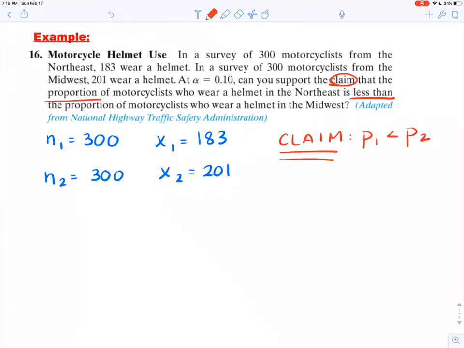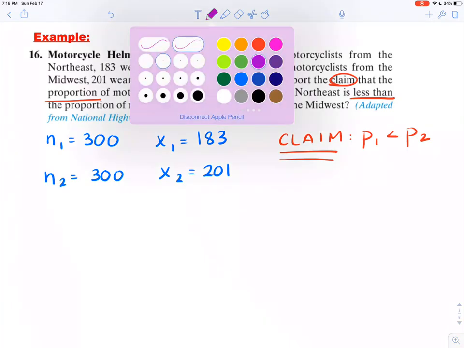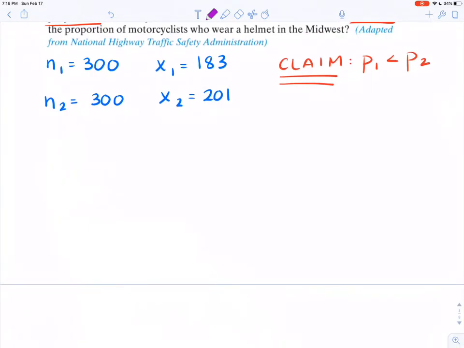Now, as soon as I see that I'm comparing proportions, I'm going to go ahead and calculate all the different values that I'm going to need to run this test. So I've got my sample size, I've got my number of successes, we call them. So I'm going to use that information to calculate the sample proportion for each group. The sample proportion for group 1 is going to take the 183 who wear a helmet, divide by the 300 total, and that's going to give me a sample proportion of 0.61, or about 61% of the first group.